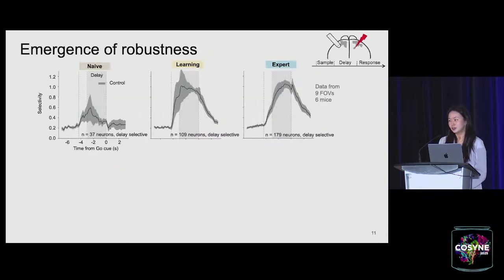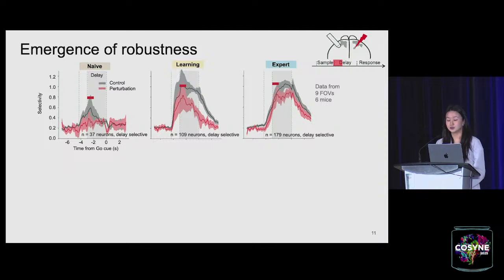Here is a summary of data across all neurons. This is the trial type selectivity in control trials shown in gray. So the selectivity is initially weak in naive mice and emerges over learning. The red trace here shows the selectivity in perturbation trials. So in the learning session in the middle, the activity is not robust to the perturbation to the other hemisphere. So the selectivity is abolished by the perturbation and doesn't recover through the delay. And in the expert animal, the selectivity is retained.